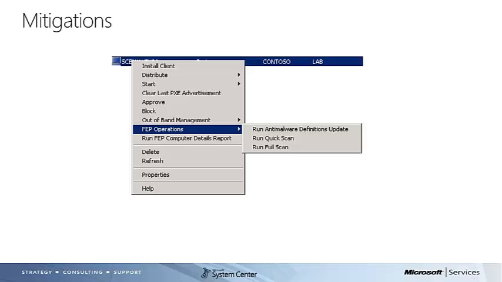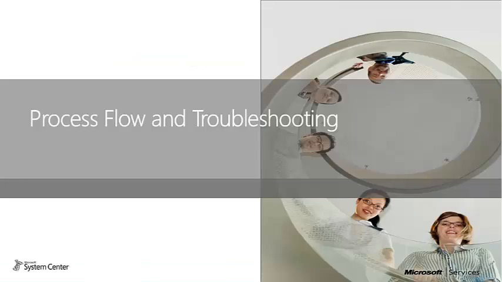By default, Config Manager clients usually check in every 60 minutes, so again, that just lets you know that it's not a real-time activity. It's an activity that may take a little bit of time unless you're using another utility to help speed up that process. So the next section is kind of the meat and potatoes of how the FEP alerting works, which will cover the actual process flow and troubleshooting.